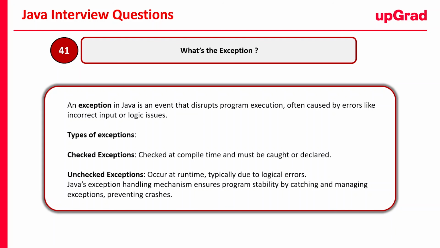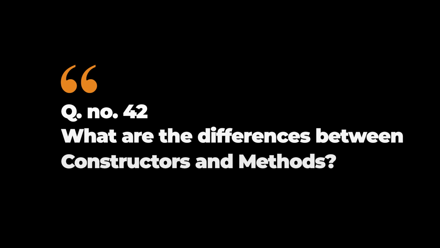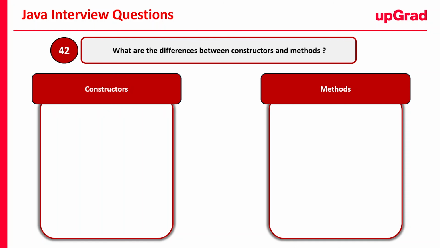Now coming to the next question, which is question number 42, that is, what are the differences between constructors and methods? So there are various key differences between these both. Let's start with the first, function. A constructor initializes an object when it's created. For example, in a car class, the constructor sets the car's make, model and year. A method performs a specific task after the object is created, like start engine in the car class.